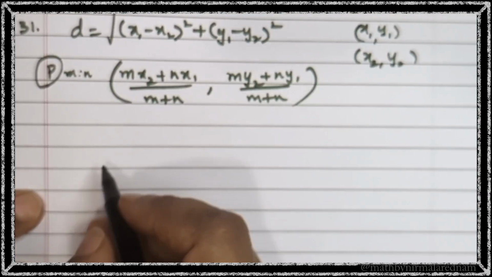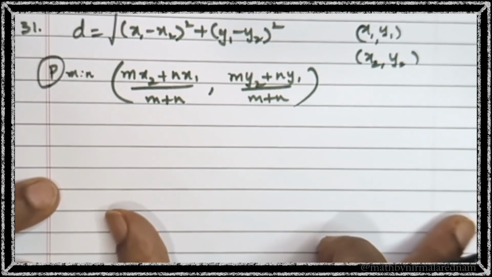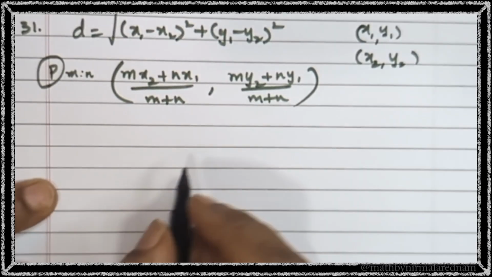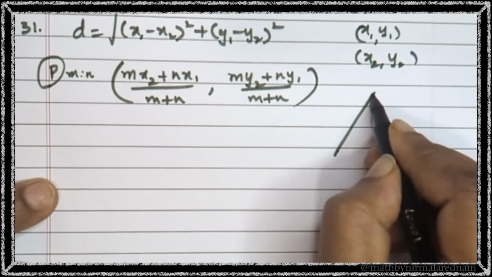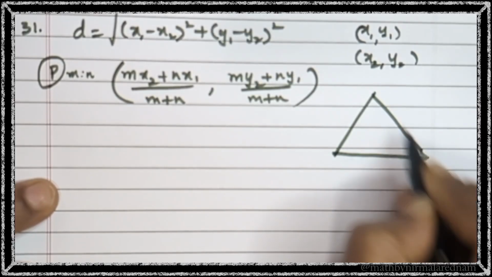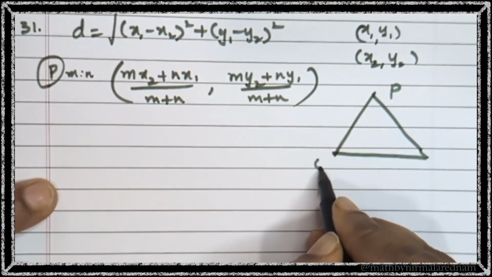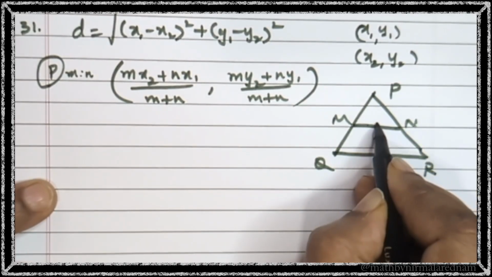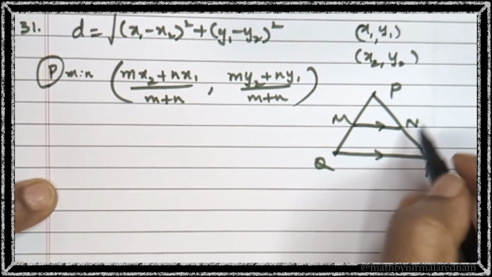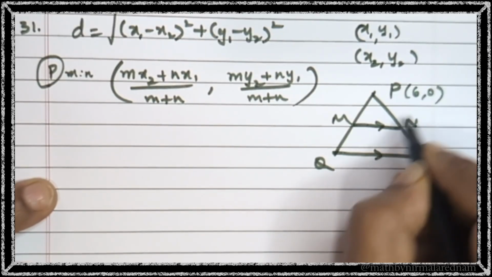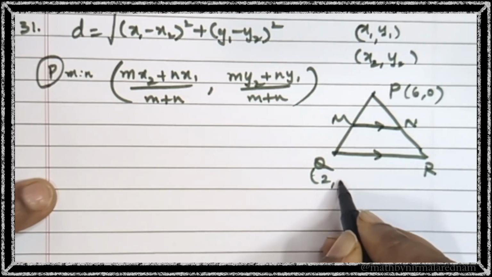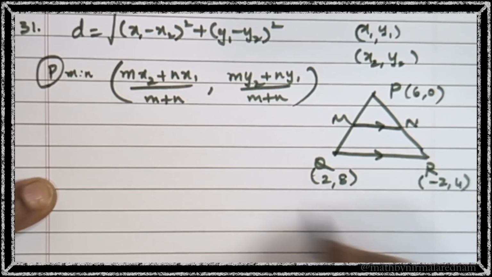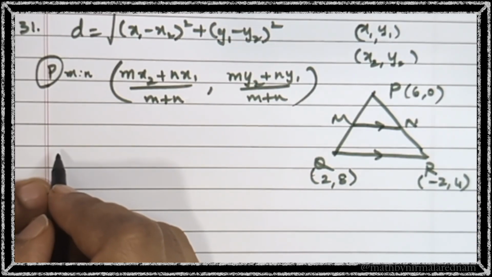and in the figure you can see that the ratio formula that we need to use is internal because the point M is in between P and Q. So let us draw the figure quickly. I have P, Q, R, M, N, and this is parallel, and 6, 0, 2, 8, minus 2, 4, right? And I have to find MN by QR.